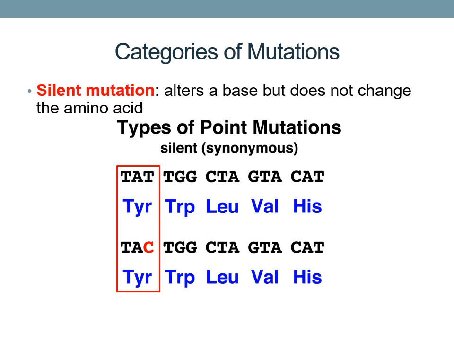Silent mutations are the most harmless. Recall the genetic code is redundant, and most of the amino acids have more than one codon. Silent mutations change a single base, but due to the redundancy, the amino acid remains the same. In this example, the thymine was changed to a cytosine, but the amino acid is still tyrosine.